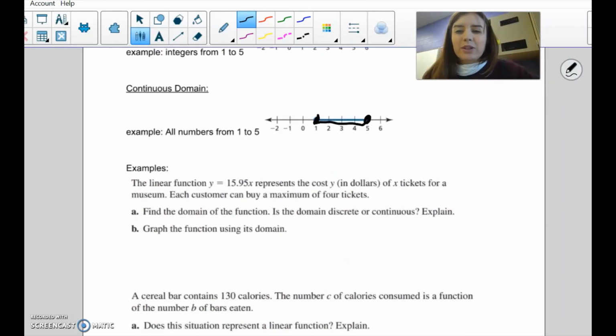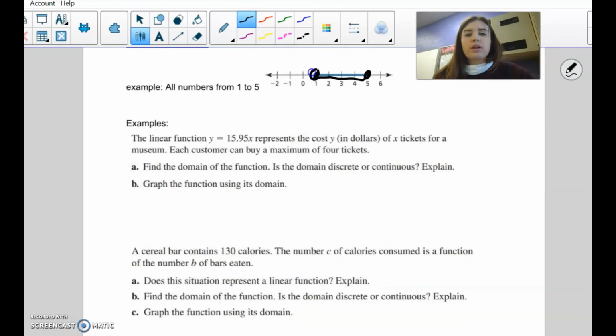So we were talking about discrete and continuous domain. Our continuous domain is on an interval, which is what we looked at down that little line graph. So let's talk about it in the context of a word problem. Our example, the linear function y equals 15.95x represents the cost in dollars y and x tickets for a museum. Each customer must buy a maximum of 4 tickets. Find the domain of the function. Is it discrete or continuous? And explain. So we're just going to work on that A.